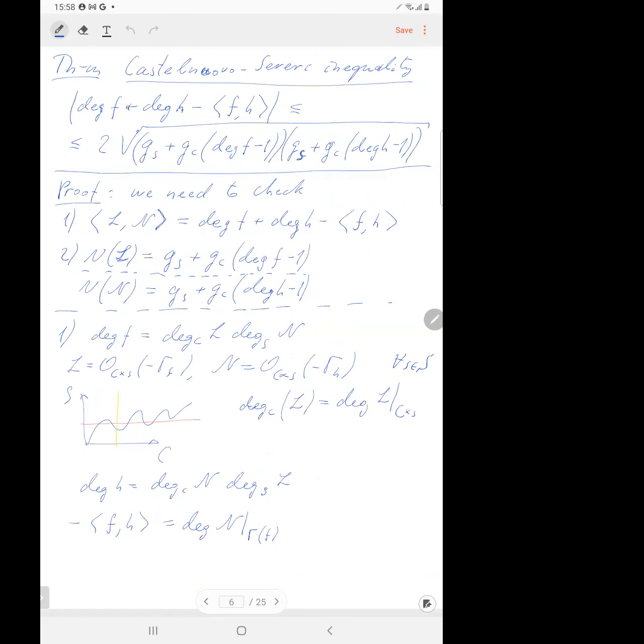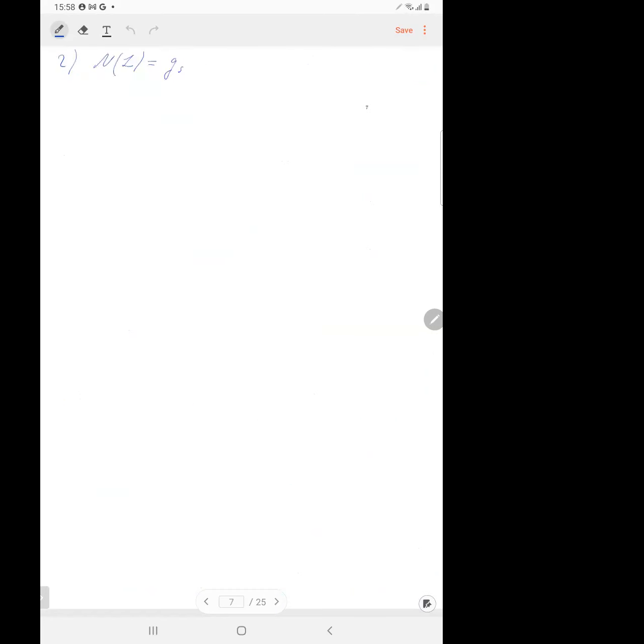Okay, so we're trying to compute this. Genus of S plus genus of C times degree of F minus 1. Okay, so we need to recall that L is the structure sheaf twisted by negative divisor gamma F, the graph of F.